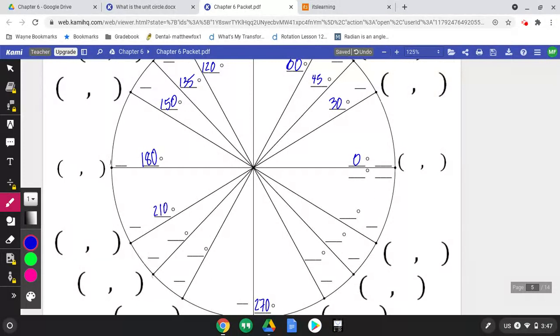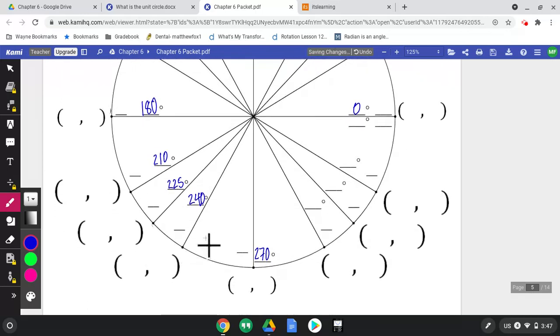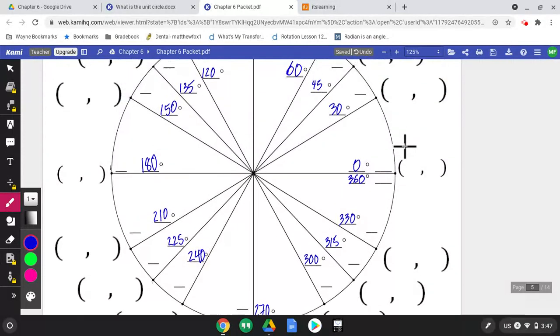Small jump here, just 15, so 225, plus another 15 for the small jump puts it at 240, plus 30 for the big jump, 270, plus 30 gives us 300. We're almost done: plus 15, plus 15, plus 30 on the final one gives us 360. That's one full rotation around this circle. Many of you probably already knew that.